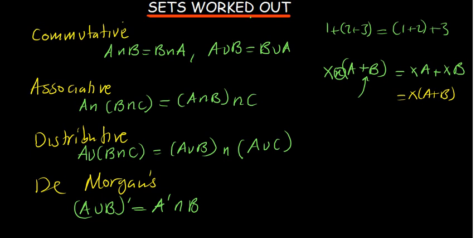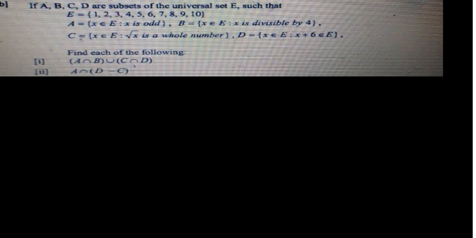Now we can do these questions. The first one here: if A, B, C, D are subsets of the universal set E, such that E, now they've given us the universal set. Let me write it. The universal set is 1, 2, 3, 4 up to 10. I'll just put 3 dots there: 9, 10. So the universal set is the set of numbers from 1 up to 10.